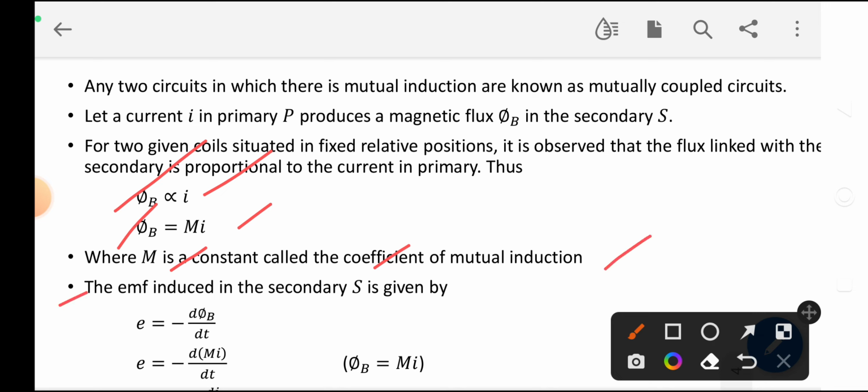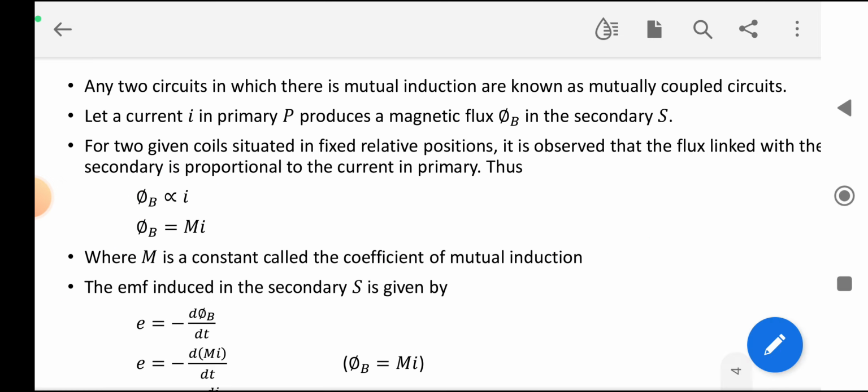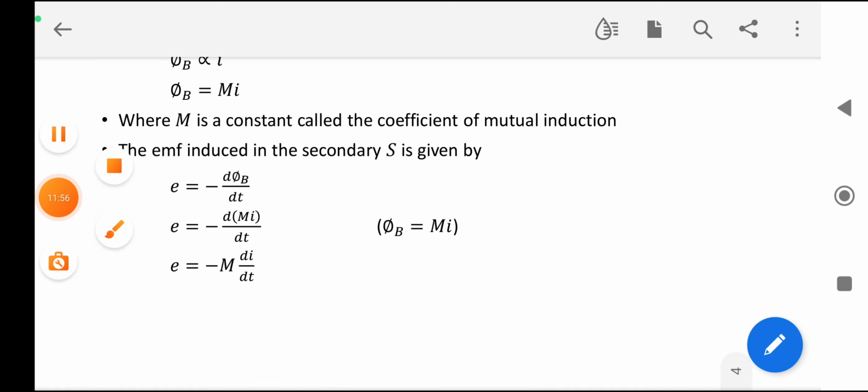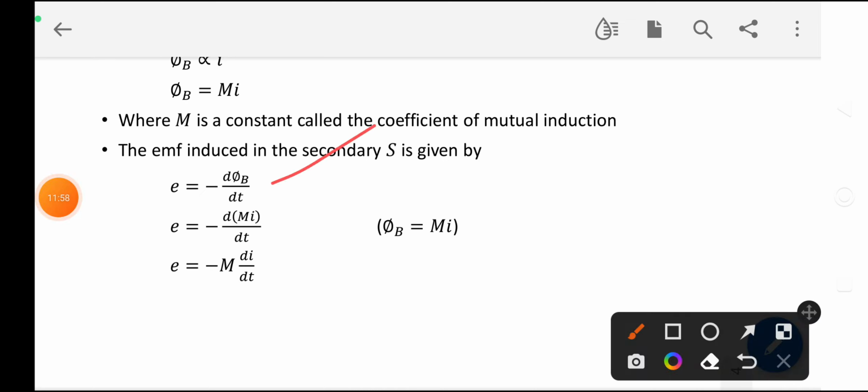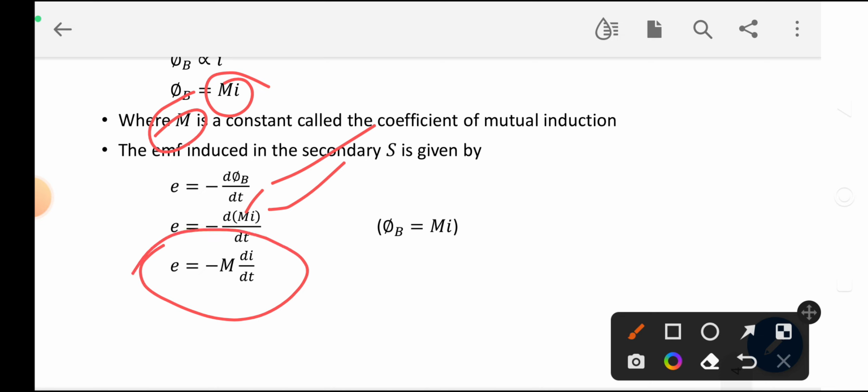The EMF induced in the secondary coil S is given by Faraday's second law: E equals minus d phi B by dt. Substituting the formula for phi B, and since M is constant, we write it outside. This is the induced EMF in mutual induction.